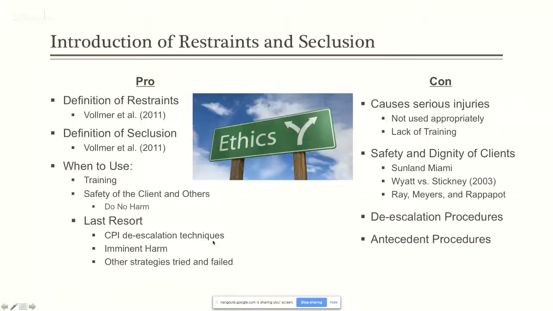To support the use of restraints and seclusion, the following points will be discussed: the history of the use of restraints and seclusion and its use in imminent danger to self or others, the quality of the clients' and their families' lives, and the issue of do no harm.